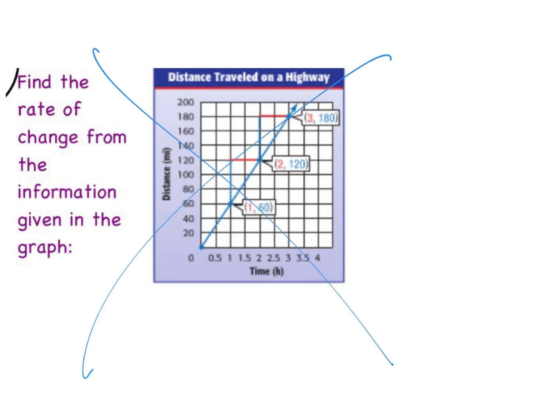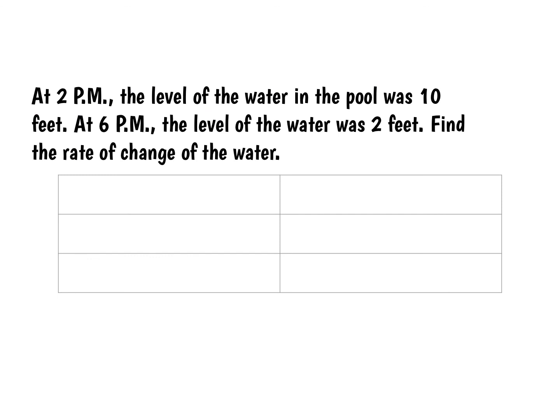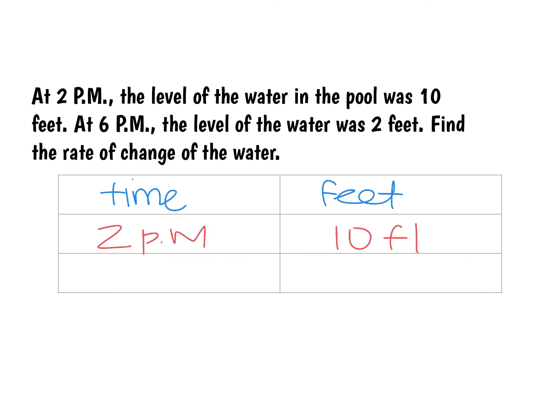Cross off this slide because this one we've already done in a different slide. At 2 p.m., the level of the water in the pool was 10 feet. At 6 p.m., the level of the water was 2 feet. Find the rate of change of the water. So we are going to do time here and feet here. So at 2 p.m., it was 10 feet, and at 6 p.m., it was 2 feet.